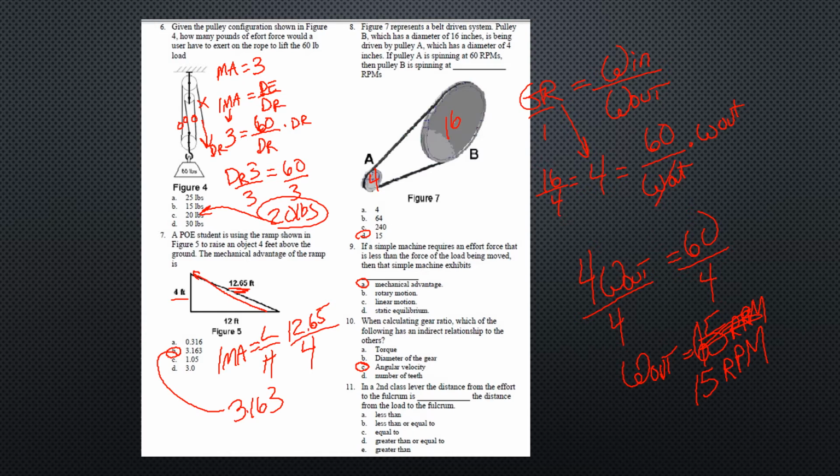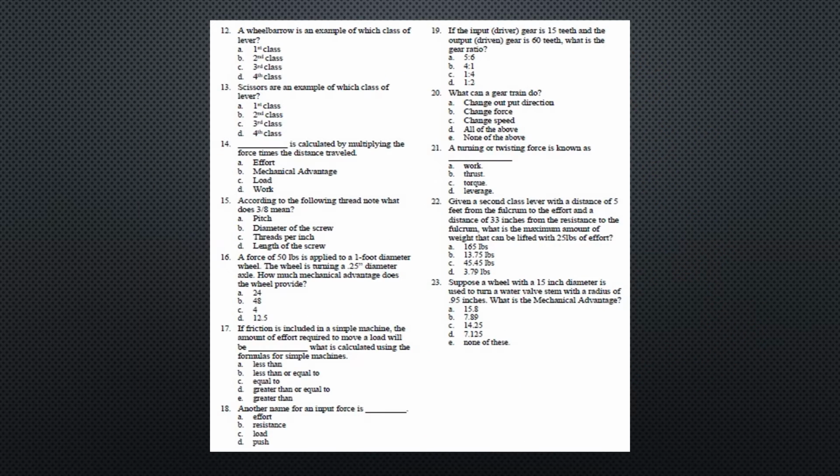And number 11, in the second class lever, that's going to be E greater than. 12. A wheelbarrow is a second class lever. Scissors are first class lever. Work is calculated by multiplying force times distance. That will come into play here in a few questions.